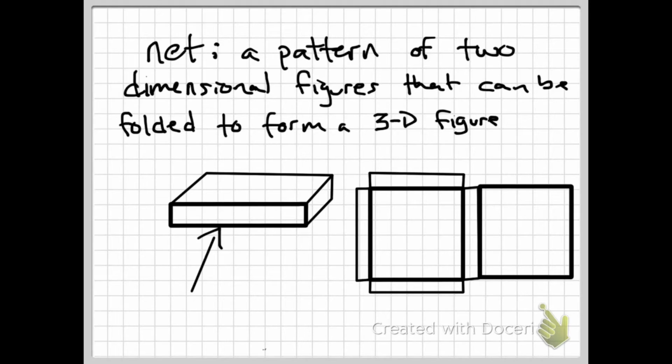Now, if you've ever been to a pizzeria or have possibly worked at one, this is how the boxes look before they're folded up. So this would be the net. The same thing when you get a package from Amazon or something like that in the mail, and you break down the box, you're breaking it down to its net, to its two-dimensional figure.